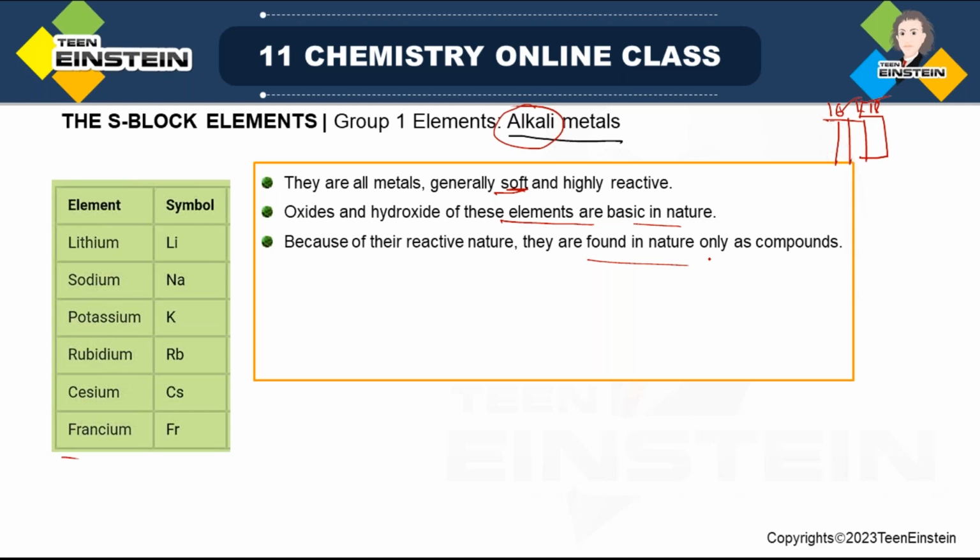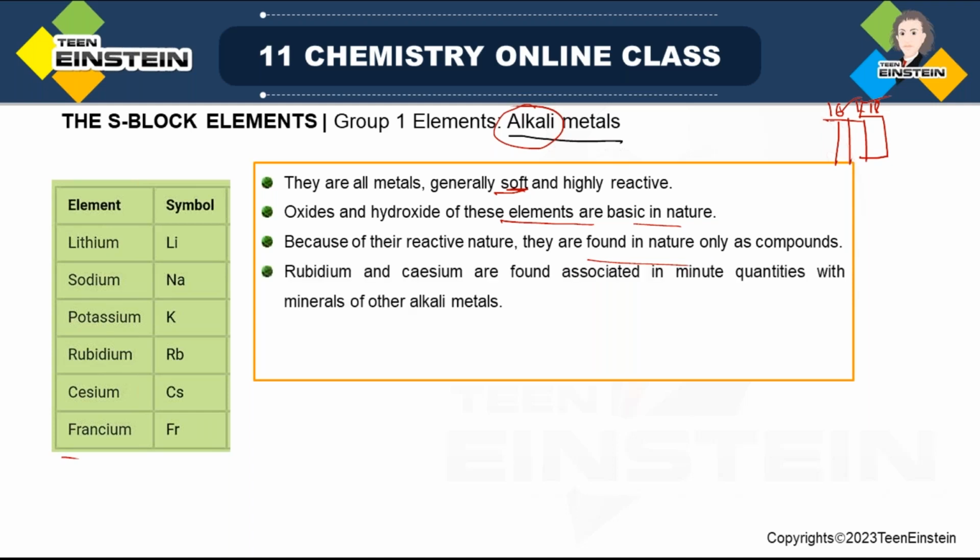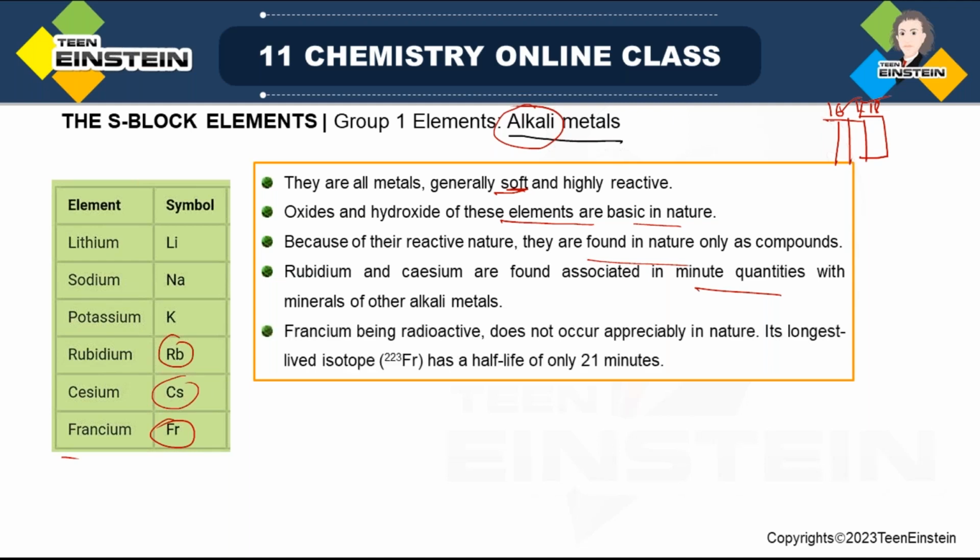They are themselves very reactive. Okay, so that is why they are not found in nature in the free state. They are found in compound form. Rubidium and cesium, these two, we obtain them in a very low quantity. Okay, and their minerals are basically mixed with other alkali metals. And francium is basically radioactive, and obviously you cannot expect it appreciably in nature.